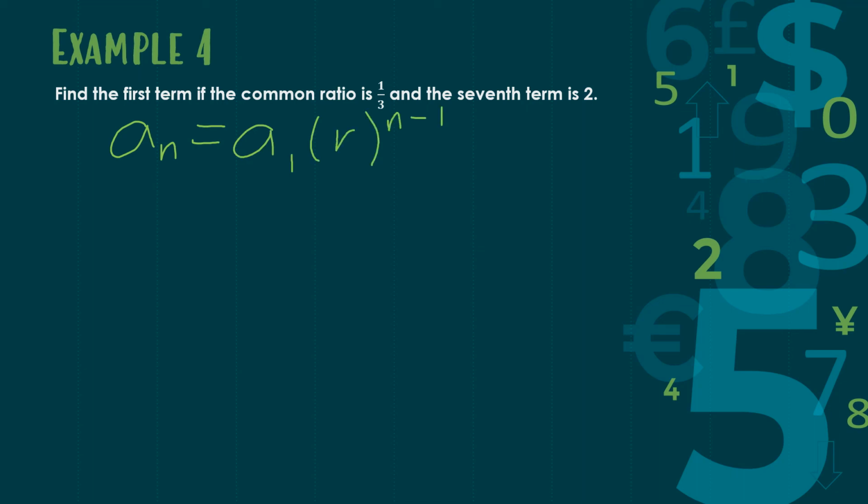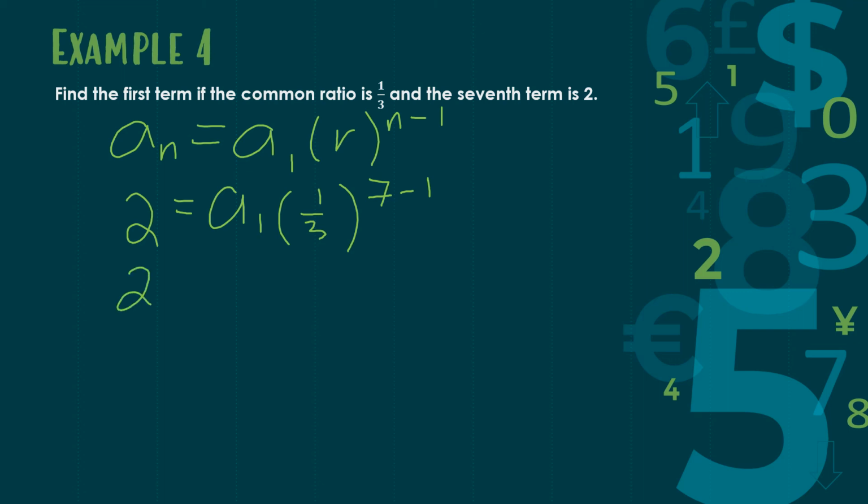So a sub n represents a term. They gave us a term. They gave us 2. A sub 1 represents that first term, which is what we're looking for. r is the common ratio, which is 1/3. n is the index, that's the position of the term they gave us, which is the 7th term. And then minus 1. So now we've plugged in. All we have to do is solve for a sub 1.